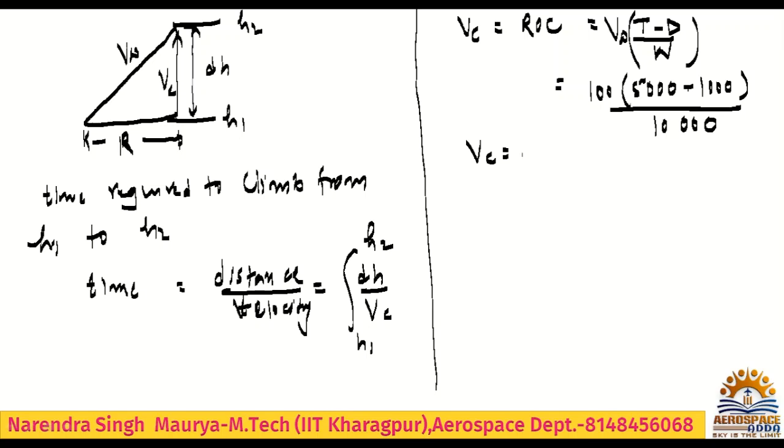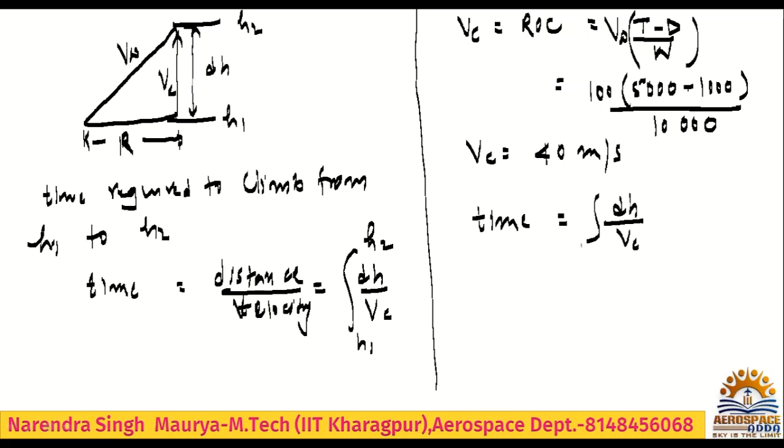Check that the rate of climb is nothing but we are getting 40. Yes or no? This is the rate of climb. Now if you want to calculate time, so what will be the time? ds divided by Vc, h1 to h2 means h2 minus h1 divided by Vc.